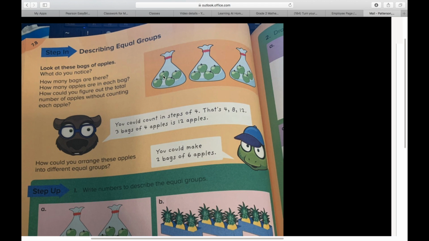So let's count. 1, 2, 3, 4. This one has 1, 2, 3, 4. This one has 1, 2, 3, 4. Okay. So we know that there's 4 in each bag, but how could we figure out the total? How could we figure out how many are in all of these bags without counting 1, 2, 3, 4, 5, 6, 7, 8? How could we figure it out without counting each apple?